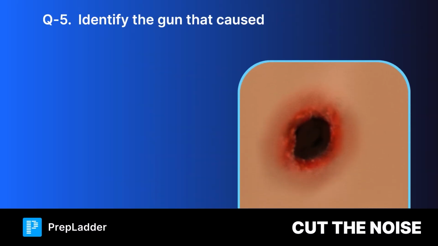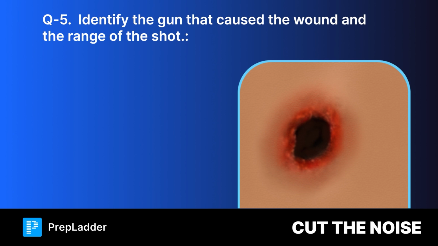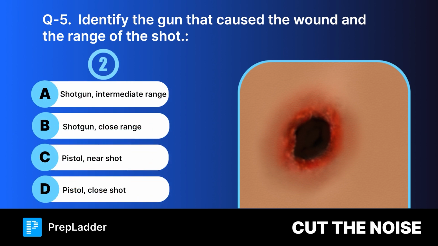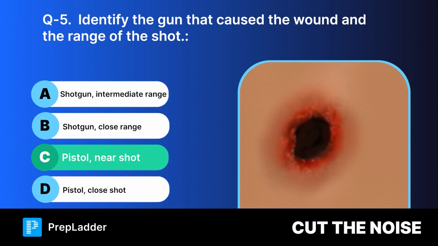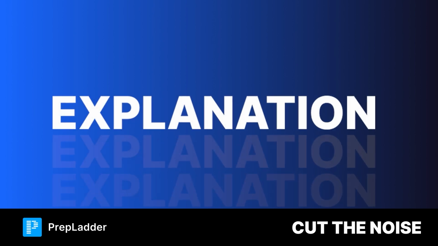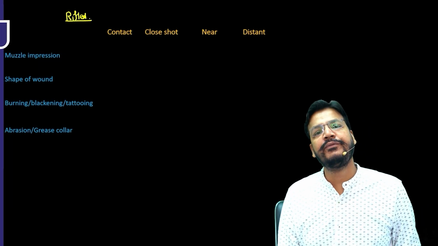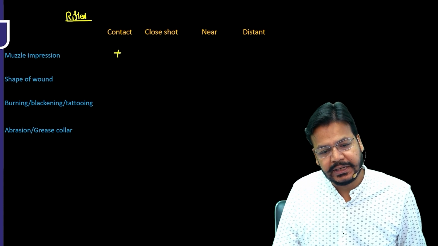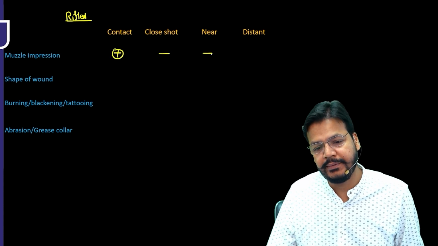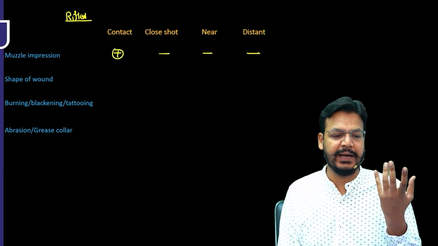Question 5. Identify the gun that caused the wound and the range of the shot. Your options are, and the correct answer is pistol, near shot. Here's the explanation. In rifled firearm, very important, sir. In rifled firearm, in contact shot, the muzzle impression will be present. In all remaining, muzzle impression would be absent.